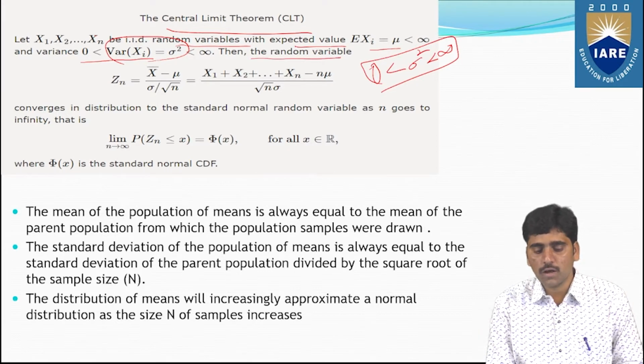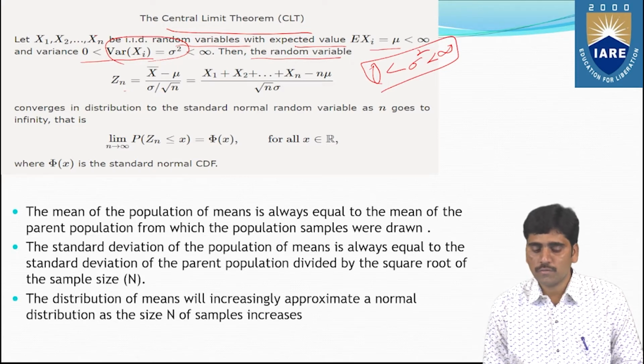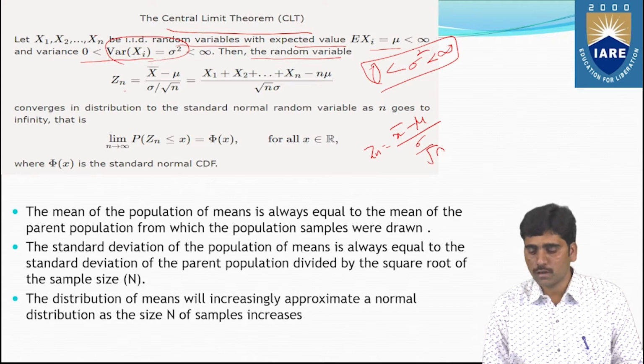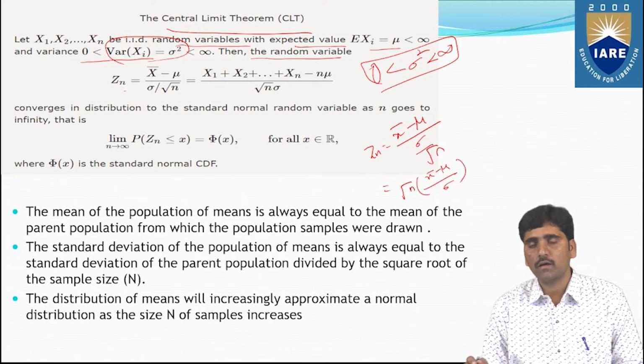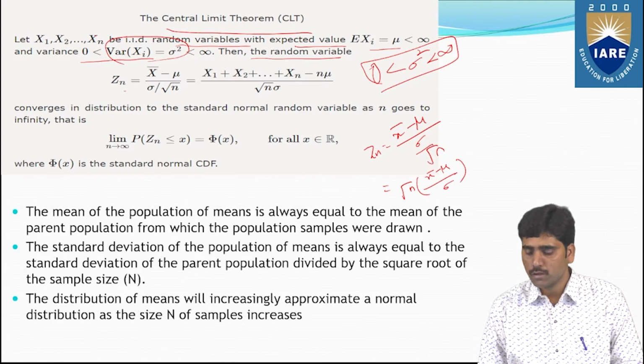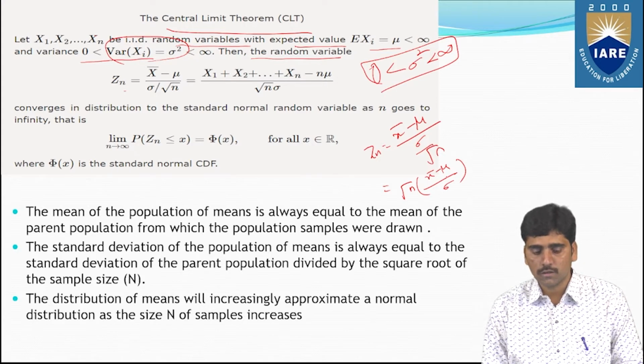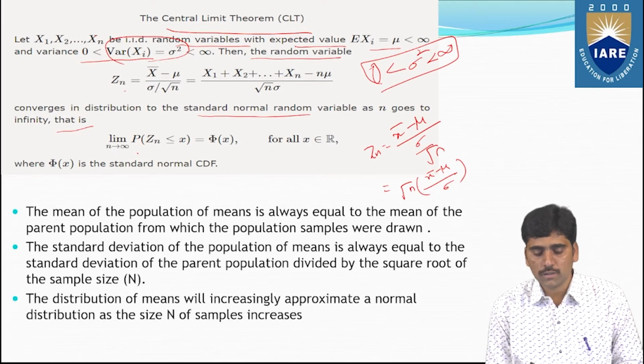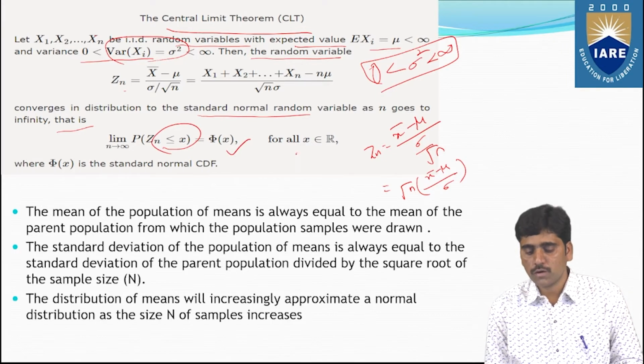Then the random variable Zn equals (X bar minus mu) by (sigma by root n). You can also rewrite it as root n times (X bar minus mu) by sigma. Zn converges to a standard normal random variable, that is, as n goes to infinity, the limit of P(Zn less than or equal to x) equals phi of x for all x belonging to R.